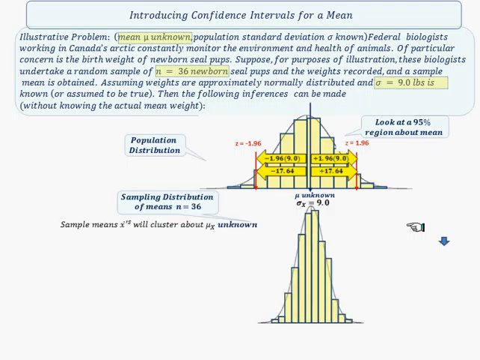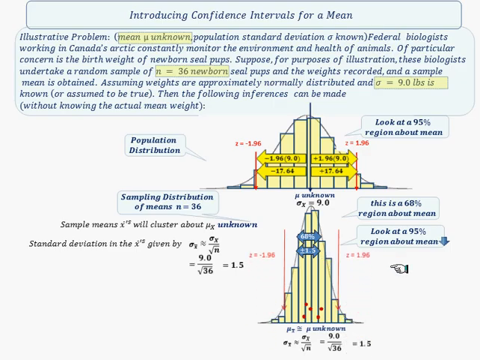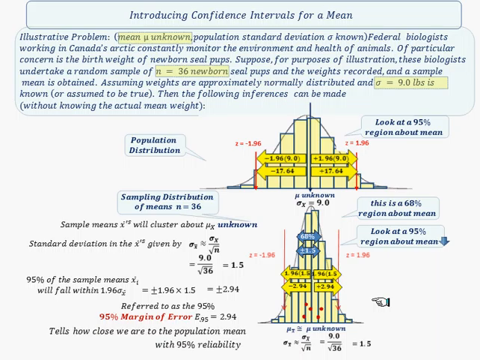Now if we look at samples of size 36, we see that these will cluster about the population mean, which we don't know. The standard deviation, called the standard error, is given by sigma over square root of n, and that means, of course, that the 68% region is plus or minus 1.5, and the confidence interval, or 95% region about the population mean, within which 95% of the x bars will fall, is given by this information here, plus or minus 2.94. It's called the margin of error. It tells you how close we are to the population mean with 95% reliability.